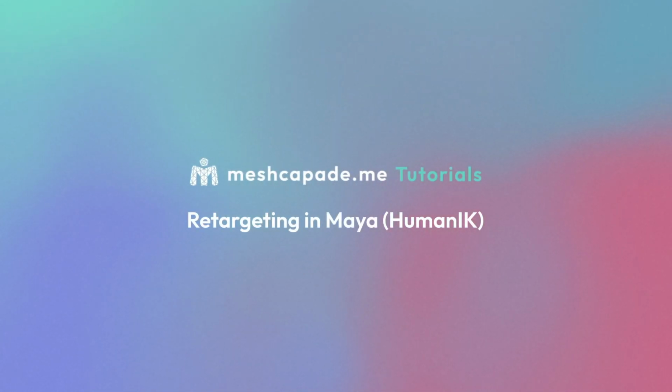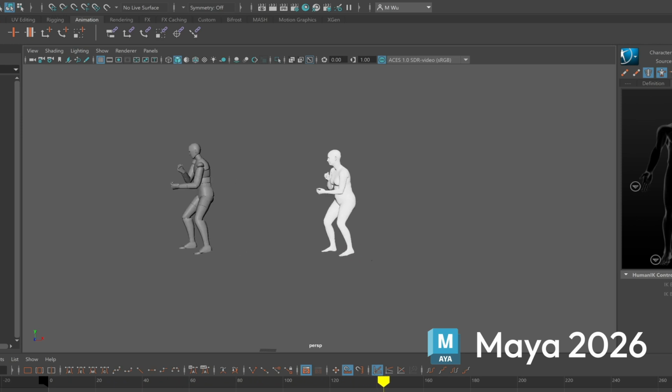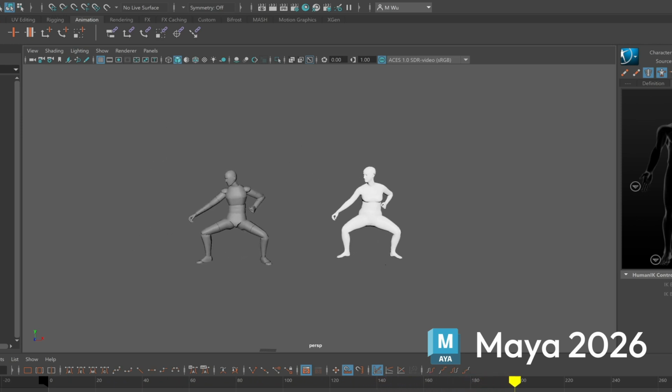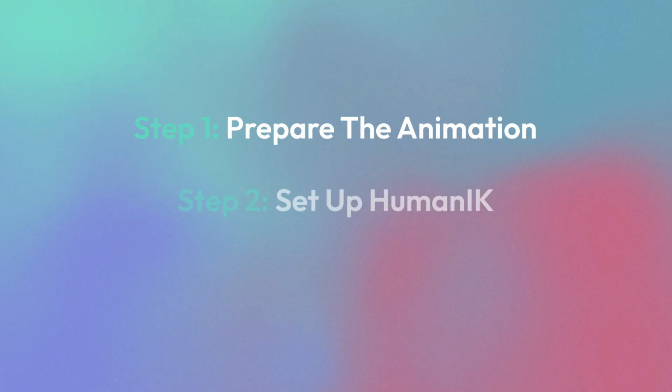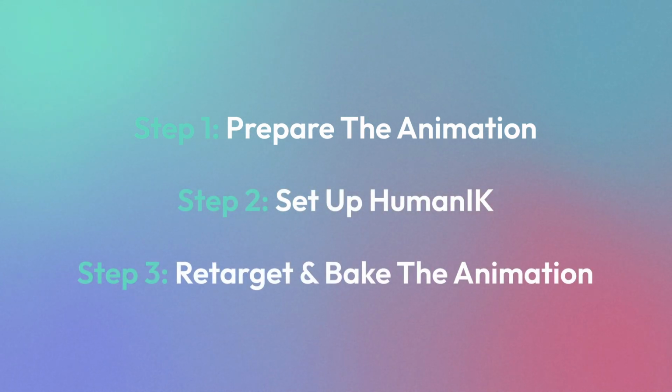Hi everyone! In this tutorial, I'll show you how to retarget a Meshcapade motion onto any character inside Maya using HumanIK. We'll go step by step, from preparing the animation to setting up HumanIK to retargeting the motion cleanly onto your custom rig.